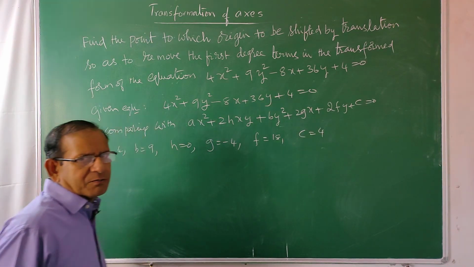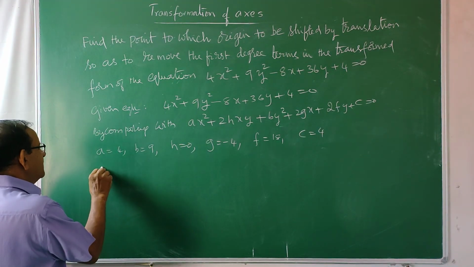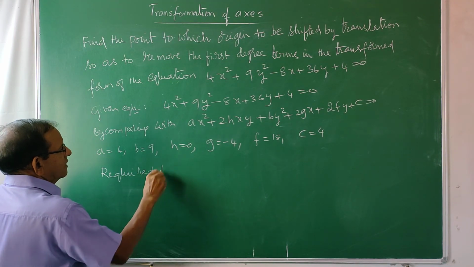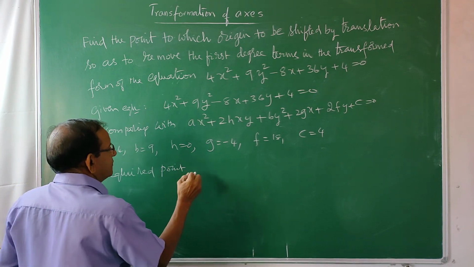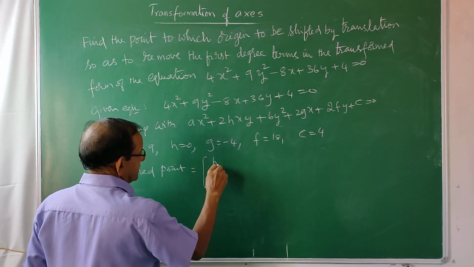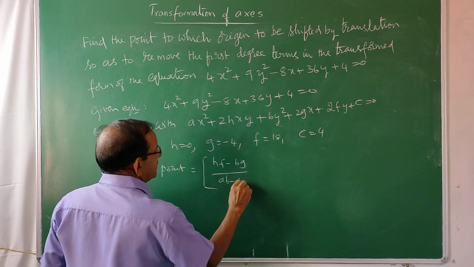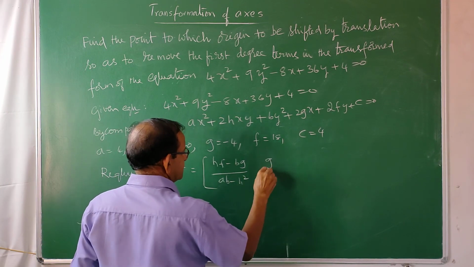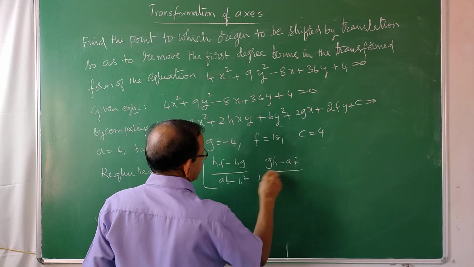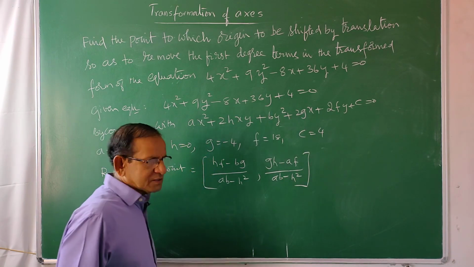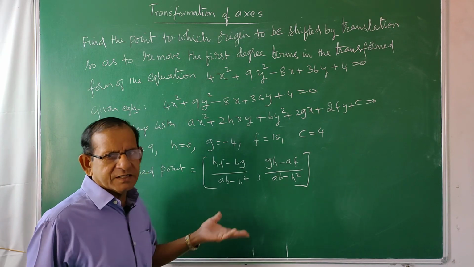Now what is the formula for the required point? The required point is equal to (hf minus bg) by (ab minus h square), (gh minus af) by (ab minus h square). Now substitute these values in this one, you will get the point.